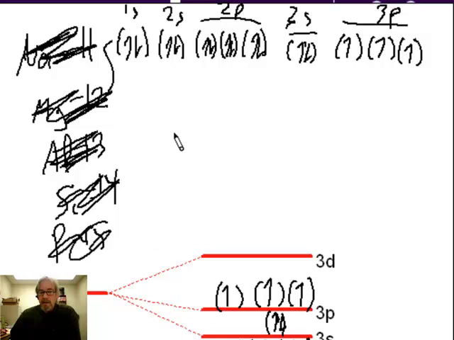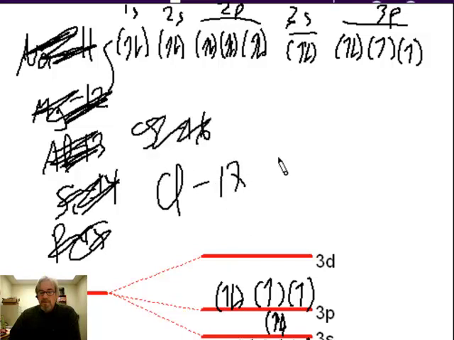Next, sulfur. Sulfur is number 16. That means 1 more electron. It can't fit in its own orbital. I've got to double it up with one of the 3p electrons that's already there. So in my orbital notation, that's all that changes. Next, chlorine. Chlorine is number 17. So, 1 more electron right in there.